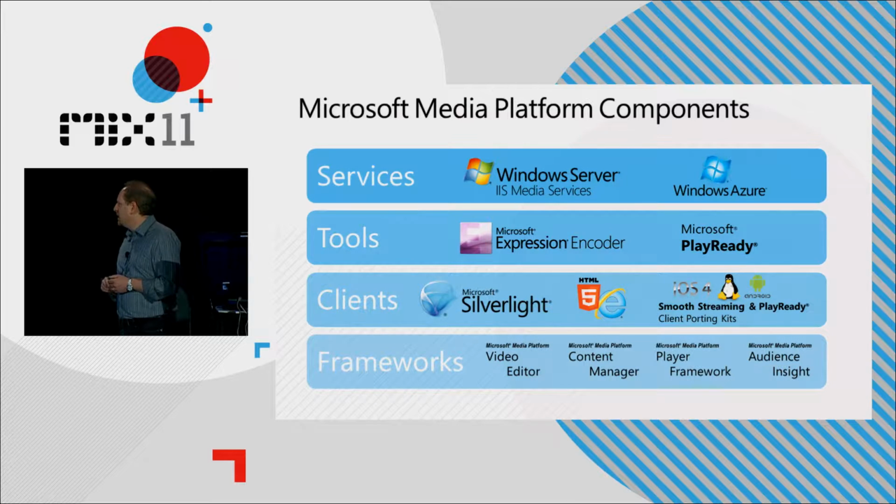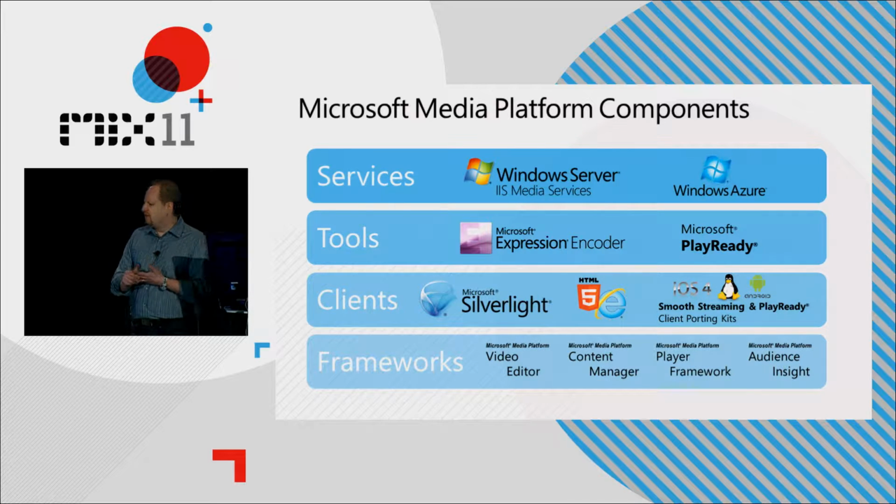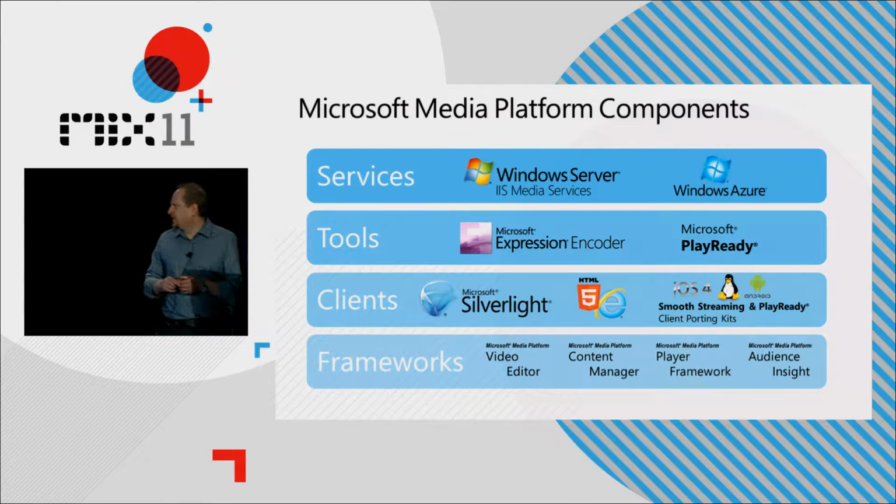There's also a smooth streaming client porting kit that's been developed and works with iOS, Android, and Linux. And the way that we're streaming to those right now, what we've developed so far, will push out to an iOS platform. But it does that using a feature of IIS Media Services, which will take H.264-based smooth streaming, transcode it on the fly, and push it out as HLS. So we've already built that into Content Manager.